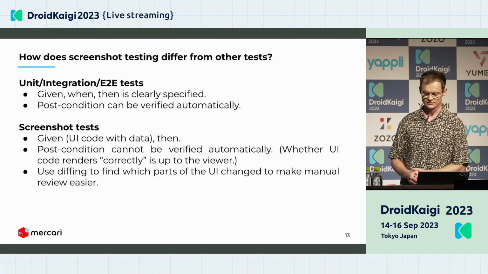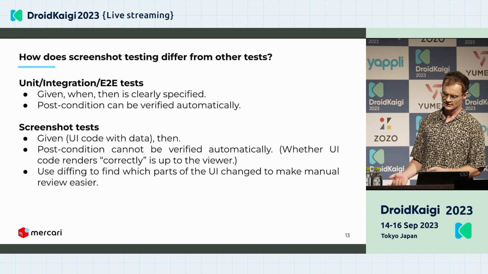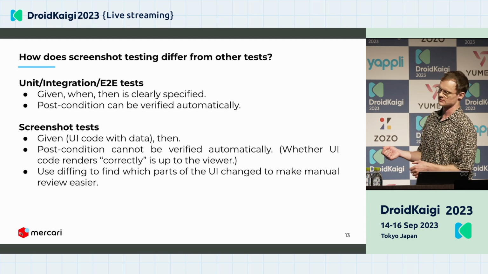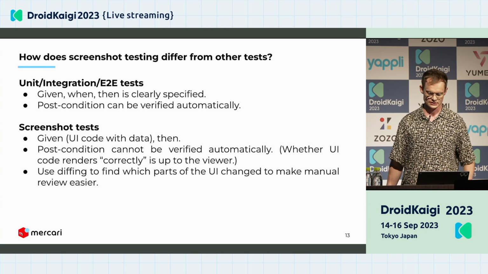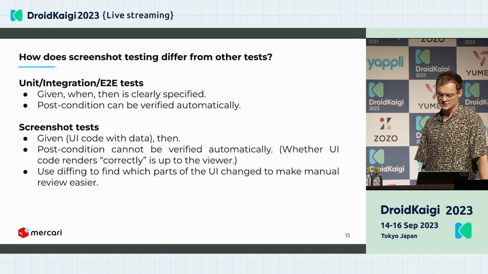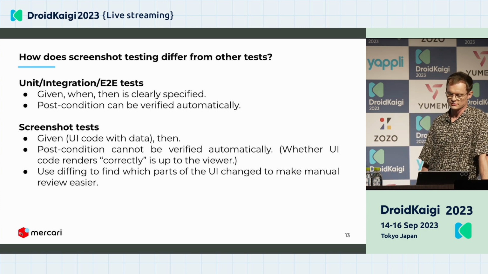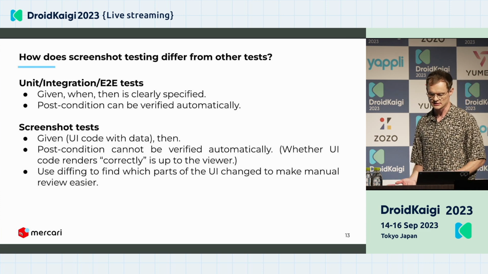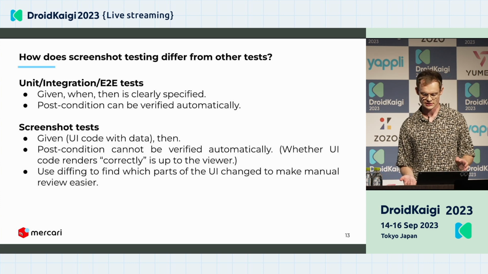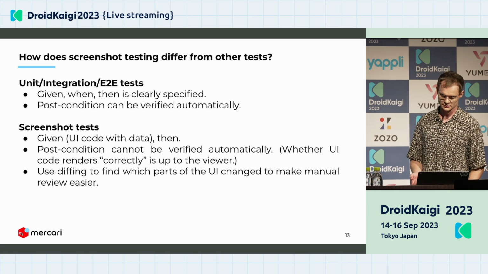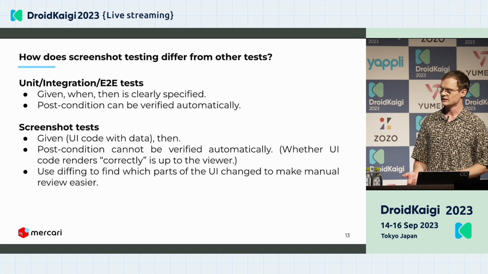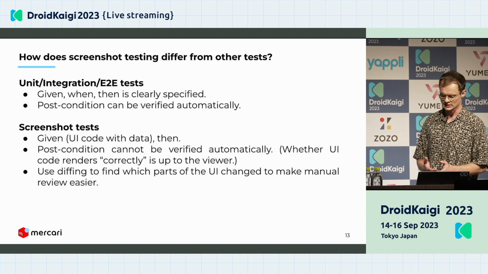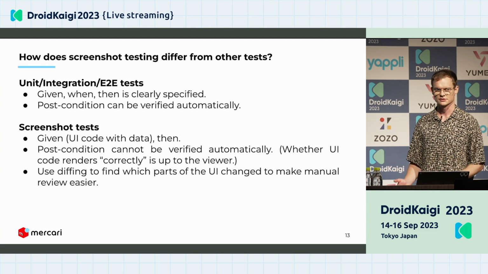We really just want to render our UI code given some data and then check if it renders correctly. There's no action that moves some state along, typically. But then also, how do we check if the UI renders correctly? There's no automatic verification that tells us, oh, this UI looks good now. It's always up to the viewer. And typically it's somewhat of a discussion between designers and developers where they need some sort of agreement on if it looks correct.